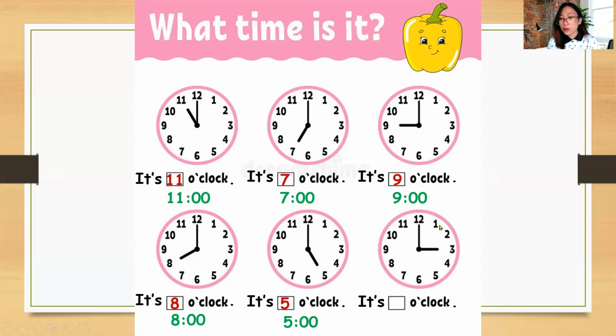Last one. What time is it? Where is the short hour hand pointing? What number? Okay, very good. It's 3 o'clock. And we write it as 3 followed by 2 zeros.